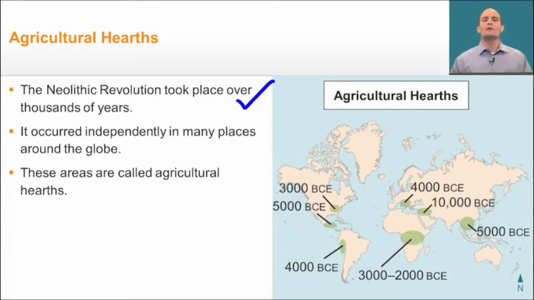Now, this agricultural revolution, it didn't occur all around at the exact same time. It took place over thousands and thousands of years, and it occurred independently in many places around the globe. You can see here in North America, here in Europe, here in sub-Saharan Africa. But you can also notice the time differences, where in North America, it started around 3000 BCE, but in Southeast Asia, it started around 5000 BCE. Now, these areas of agriculture, these are known as agricultural hearths, and they were known for that because they had excellent soil as well as rivers that would allow for the production, for the growth of crops.